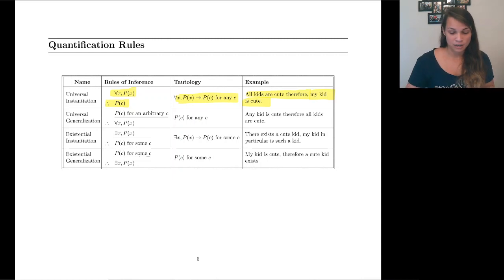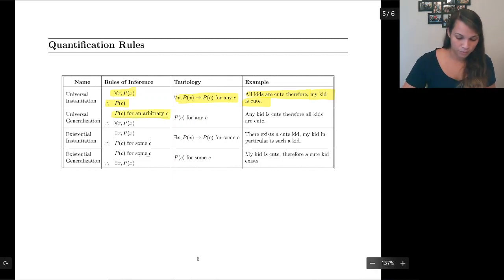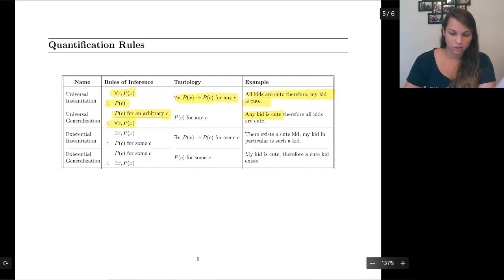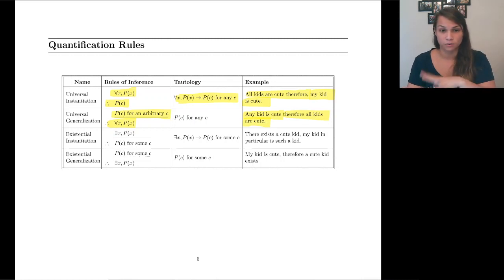Universal generalization means, let's say, I just pick an arbitrary kid, for the sake of this example. If any kid is cute, I didn't specify blonde kids are cute, or kids that are 3 years old are cute. I didn't specify any of that. I just said any kid is cute. And if that's true, we can then conclude that it's always true. All kids must be cute. If any kid is cute, all kids are cute.